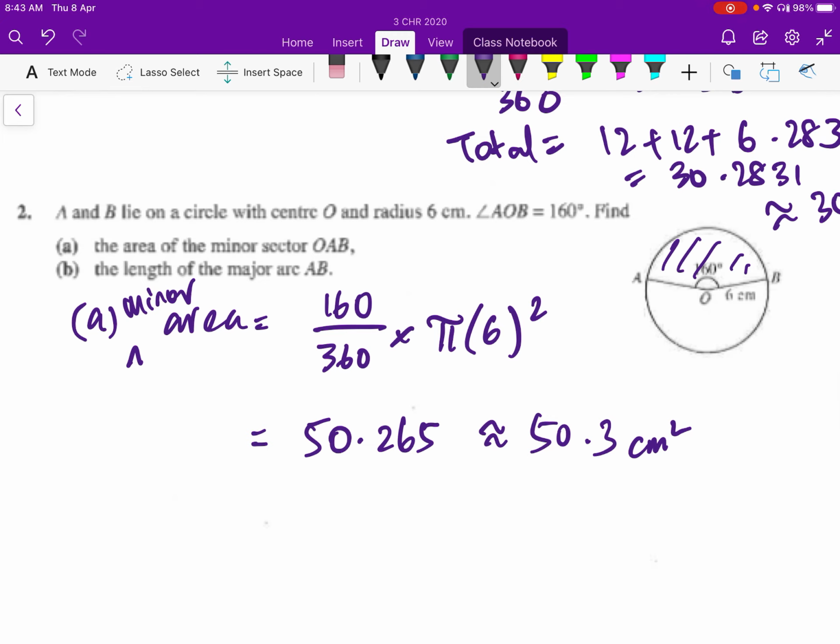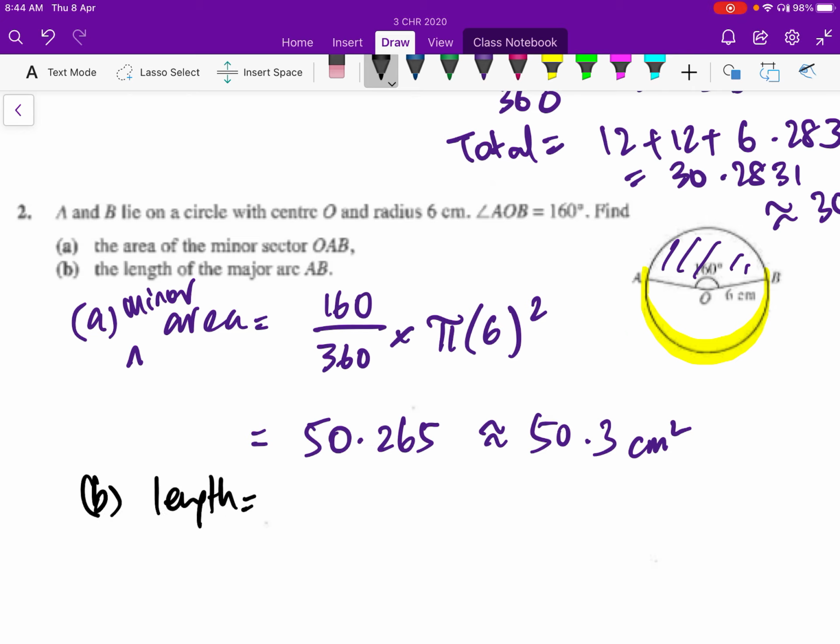So the length of the major arc. So this must be the major arc. Should we include the radius for part B? Yes. Who says yes? One must include the radius. For part B, they only want the length of the major arc. They didn't say perimeter. So just the curve is enough. What about the radius?